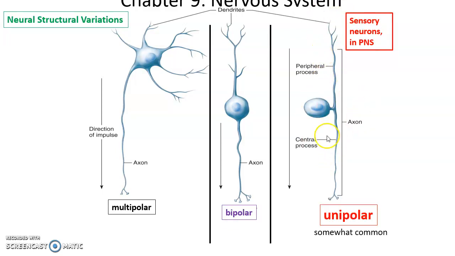And then the third structural type of neuron is the unipolar neuron. Here the dendrites go straight to the axon that leads then to the end of the axon. The cell body is off to the side and not involved in the signal. So again, in unipolar, the dendrites go straight to the axon, and the axon does not need the cell body. It's off to the side. Unipolar neurons are the sensory neurons in the peripheral nervous system. So they are somewhat common.